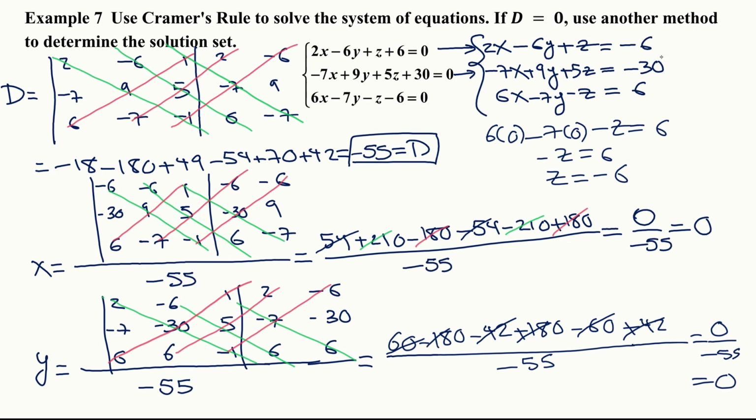Now we're ready to write our solution set, which is going to be composed of the ordered pair. X first, 0, then y, 0, and then z, negative 6. All right, so there it is. There's another one. Go ahead and make sure you're comfortable with that, and we'll proceed.